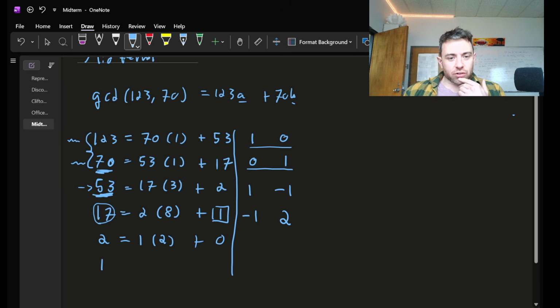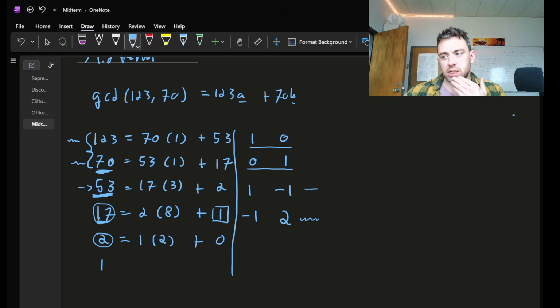Okay, then I go to the next row. Now it's 8, right? How do I produce 2 from the 2 rows above? Wait, no, not quite yet. No, this is 3. This is the subtract 3, right? I subtract off 3 times 17, so I'm going to subtract off 3 times this row from this row. So 3 times negative 1 is negative 3. I'm subtracting that off, so I'm adding 3, so it should be positive 4.